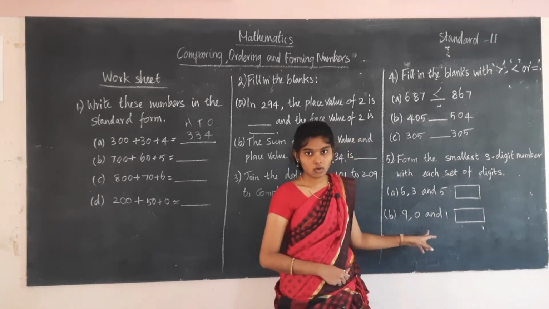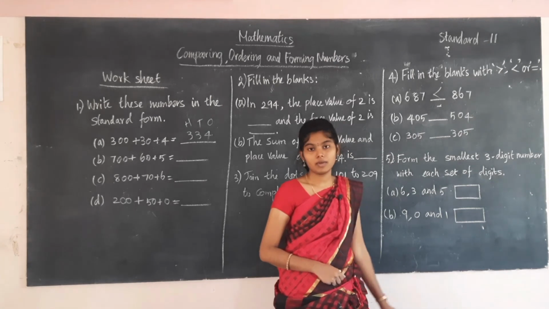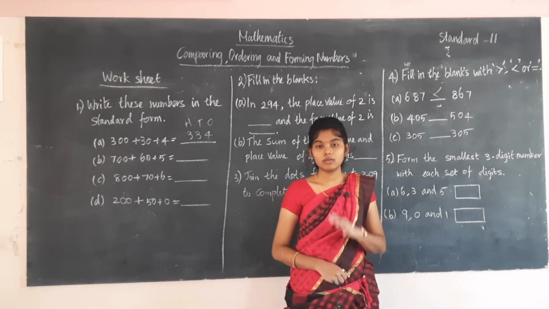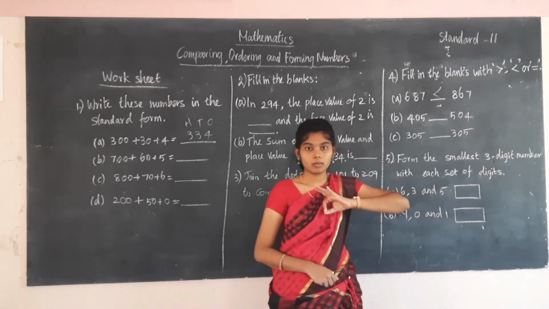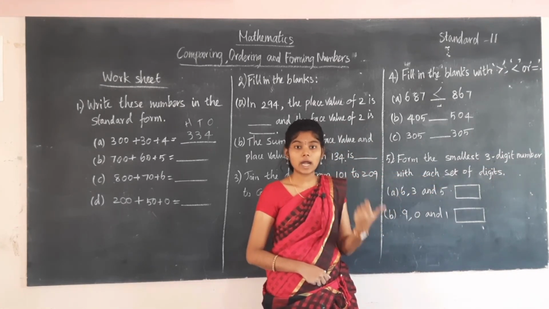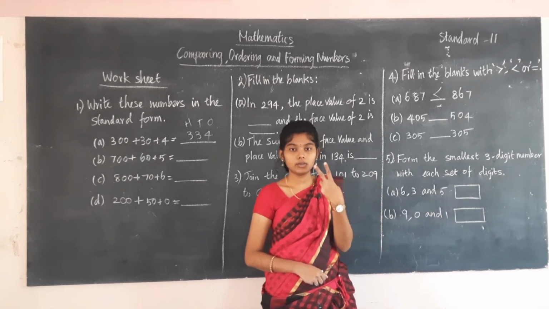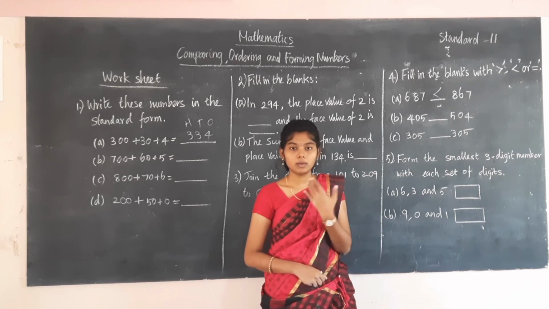Take these two sums as your homework. Here the number 0 is given. So what is the rule? To form a 3-digit number, we should not start with 0. If we start with 0, it will form only a 2-digit number. So to form a 3-digit number, we should not start from 0.